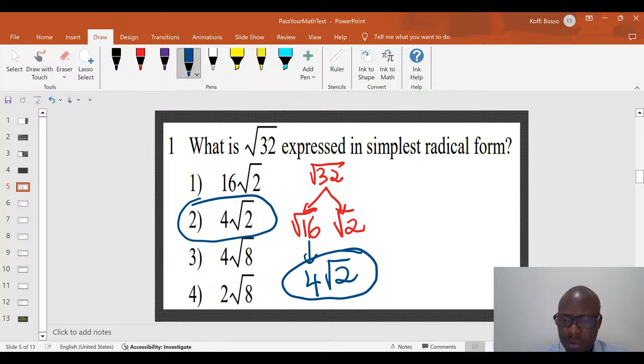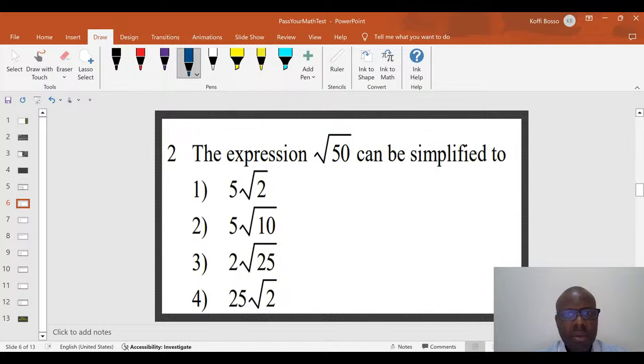Now, question number 2. The expression square root of 50 can be simplified too. So again, it's not to use a calculator to find the square root of 50. If you do that, it'll give you a decimal. And also 50 is not a perfect square. So you cannot say, oh, the square root of 50 is just a regular number. No. But we can simplify.